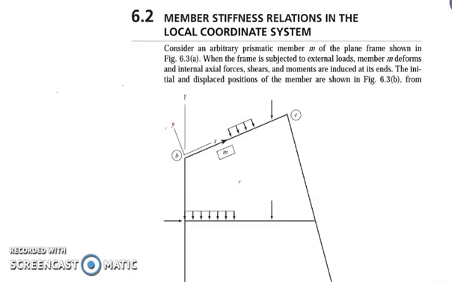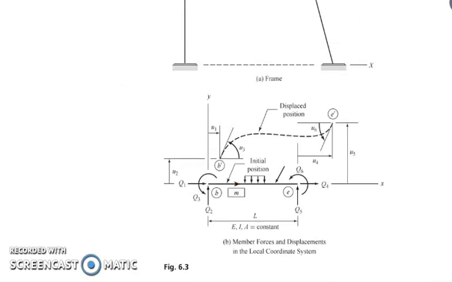So for example, we have here member M. If we're going to isolate member M, we have now the member forces and displacement in the local coordinate system. So we isolated member M from our plane frame, and due to an external load, of course, there is a displaced position. As we identify the forces that will be acting on our member of the plane frame.